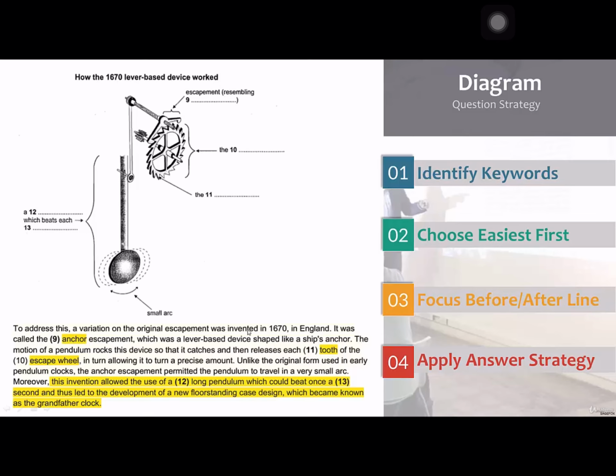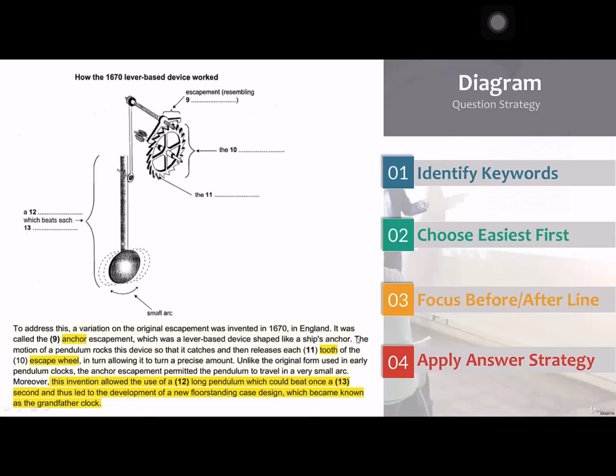So it says it was called the anchor escapement, right? Or number 9 would be escapement anchor. But they're giving me a word right there, resembling. So you might say, well, where's the word resembling? Keep reading this sentence, and it says shaped like. So shaped like is a synonym for resemble. So ship's anchor. So again, I would put anchor. Or because here for this one, you were able to put 2 words, you could put ship's anchor.